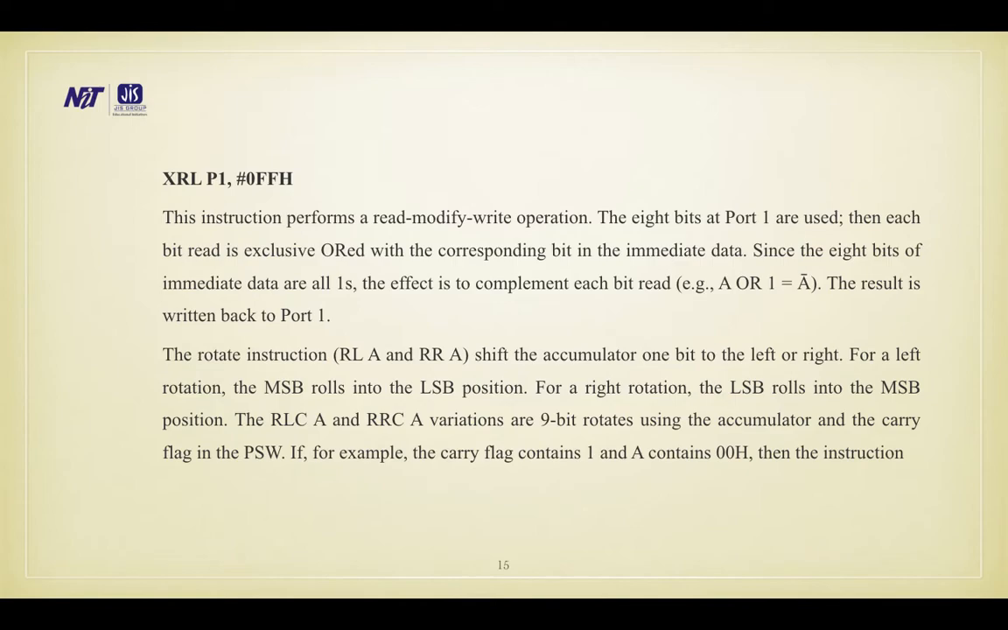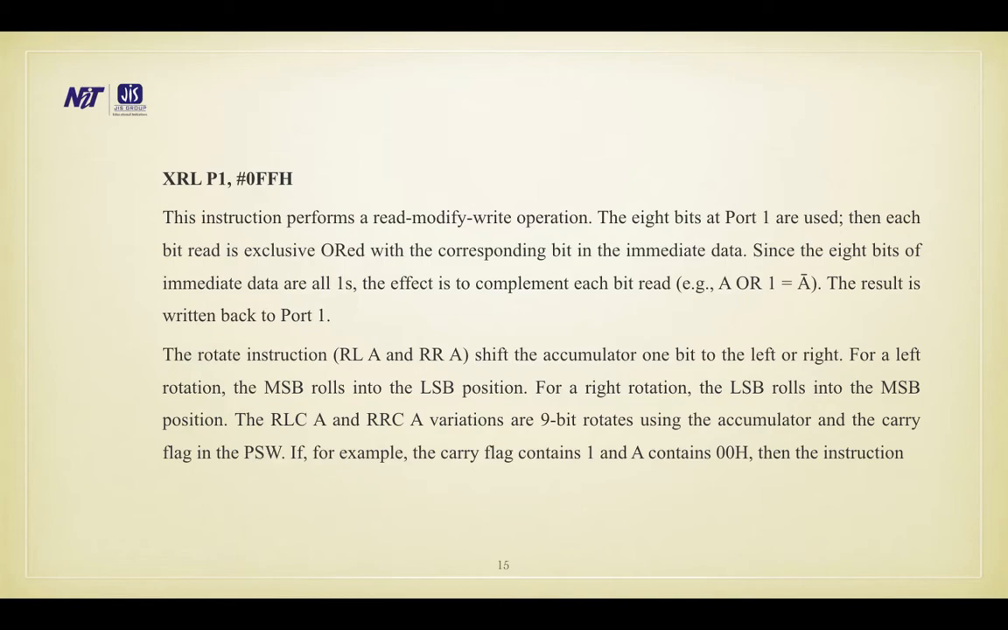The 8 bits at port 1 are read, then each bit is exclusive ORed with the corresponding bit in the immediate data. Since the 8 bits of immediate data are all ones, the effect is to complement each bit, because A XOR 1 is equal to A complement. The result is written back to port 1.